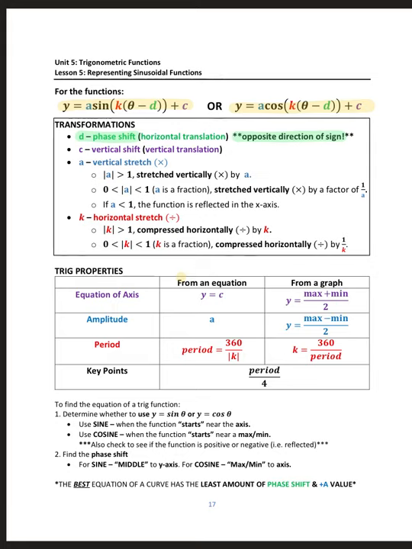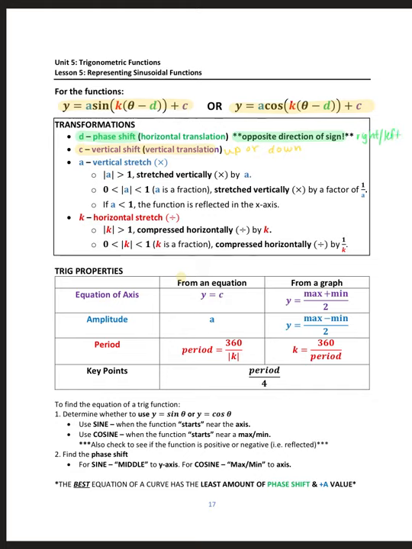Okay, our next one is a vertical shift. So that's that c value. So that's going to move it up or down. And that phase shift is going to move it right or left.